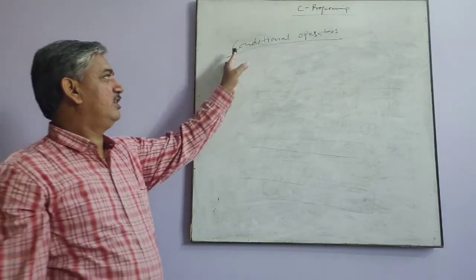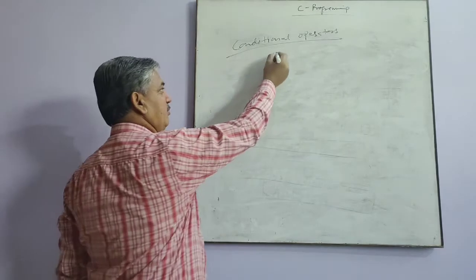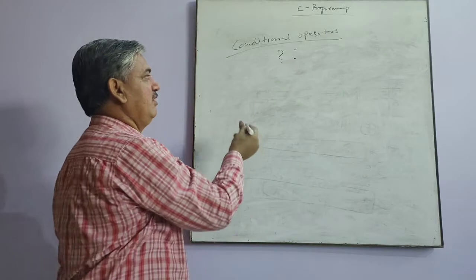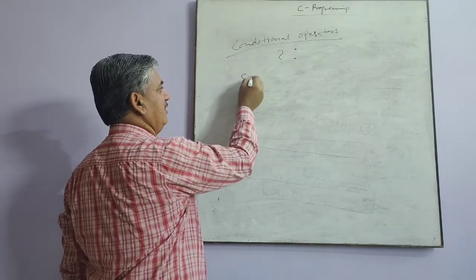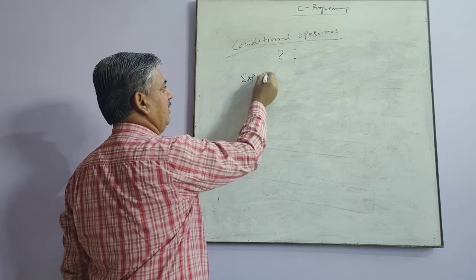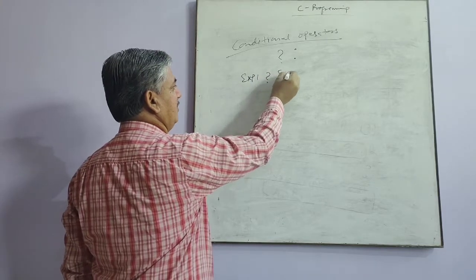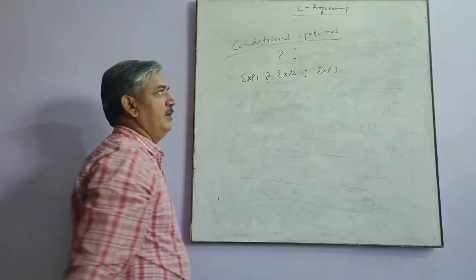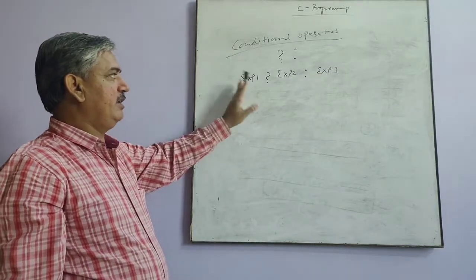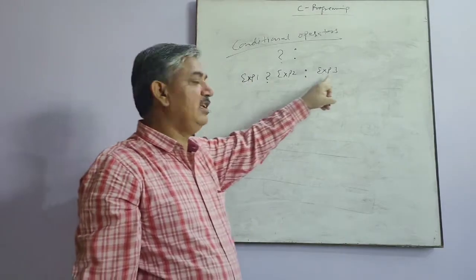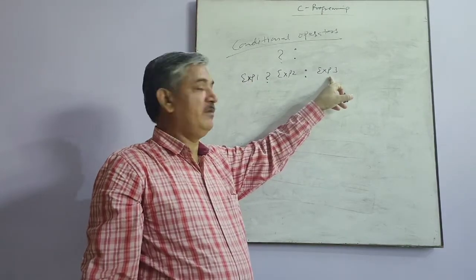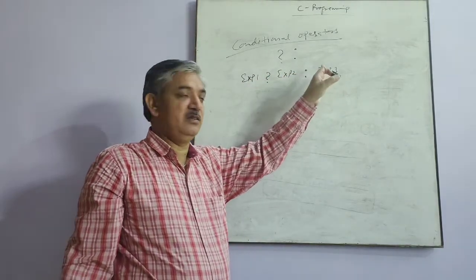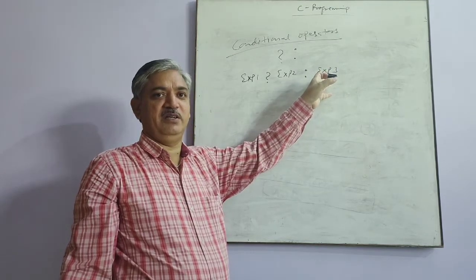Now next is the conditional operator in C. The symbol for the conditional operator is this one. Okay, and the syntax is what? Expression 1, then this symbol, then expression 2, then this symbol, then expression 3. In this operator we have 3 operands. One is expression 1, second is expression 2, and this is expression 3. That's why this is called the ternary operator in C.